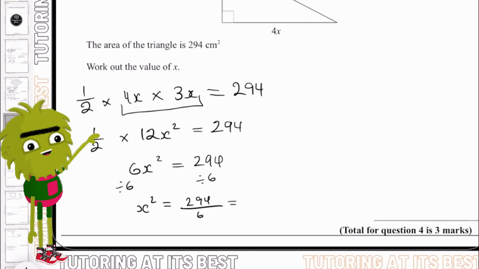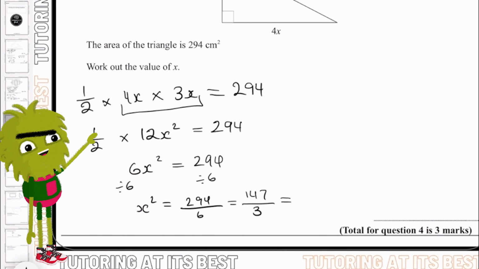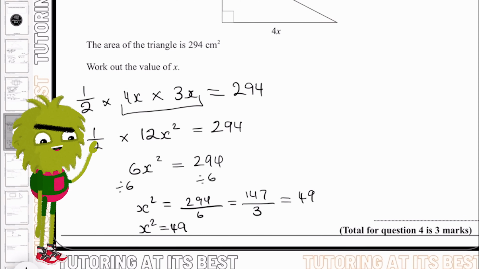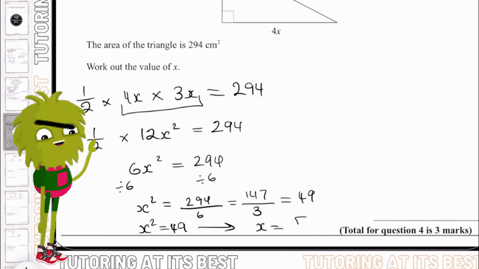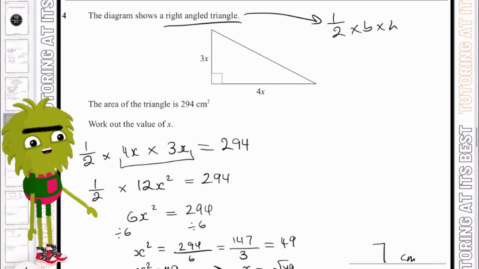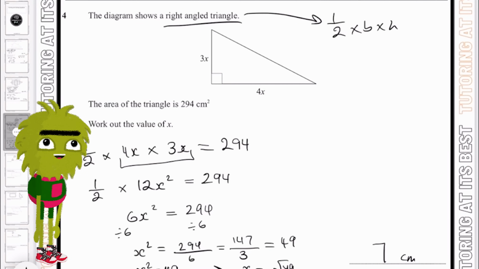We can half both sides, which gives us 147 divided by 3, which then gives us 49. And as we have x squared equaling 49, we can now take the square root of 49 because it's a square number. So we can say x equals the square root of 49, which then gives us 7. So now we know that x equals 7.